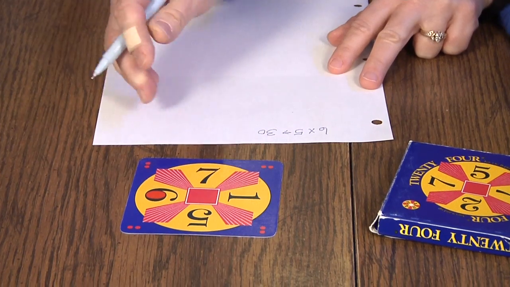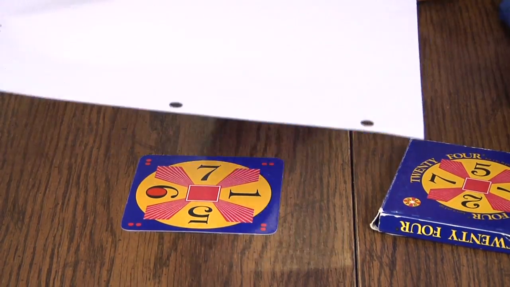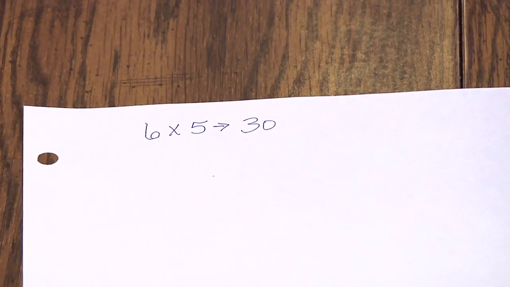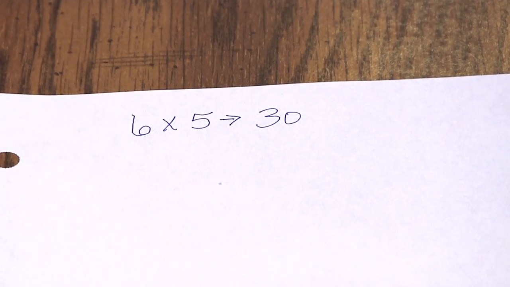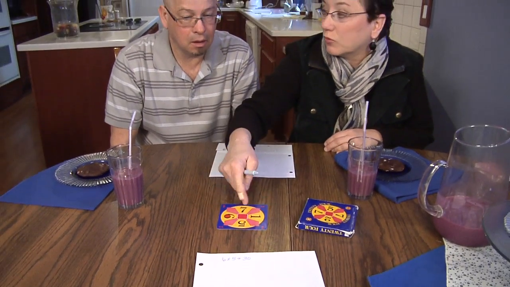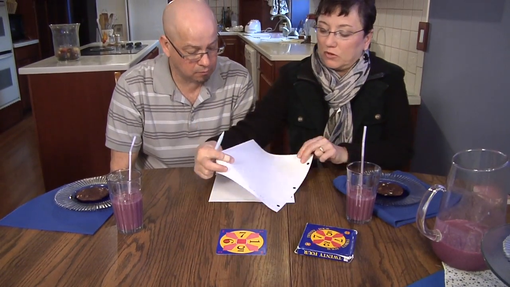Do you see something I'm doing a little differently here? I'm going to show this to the camera. I did 6 times 5, but I put an arrow to make 30 because we're not done, are we? No, it wouldn't be equals. And so in a math class, we teach students to not use equals because we're not done with the problem. We still have to keep going.